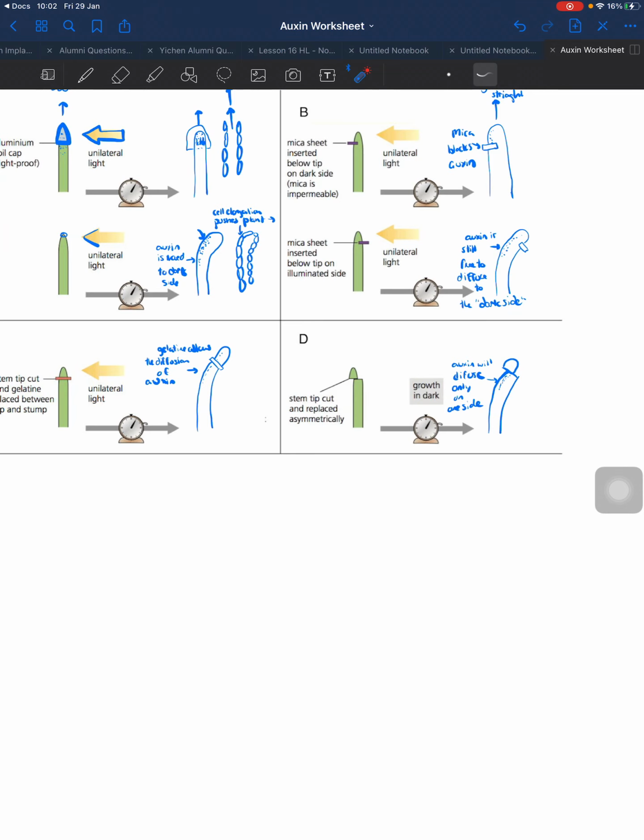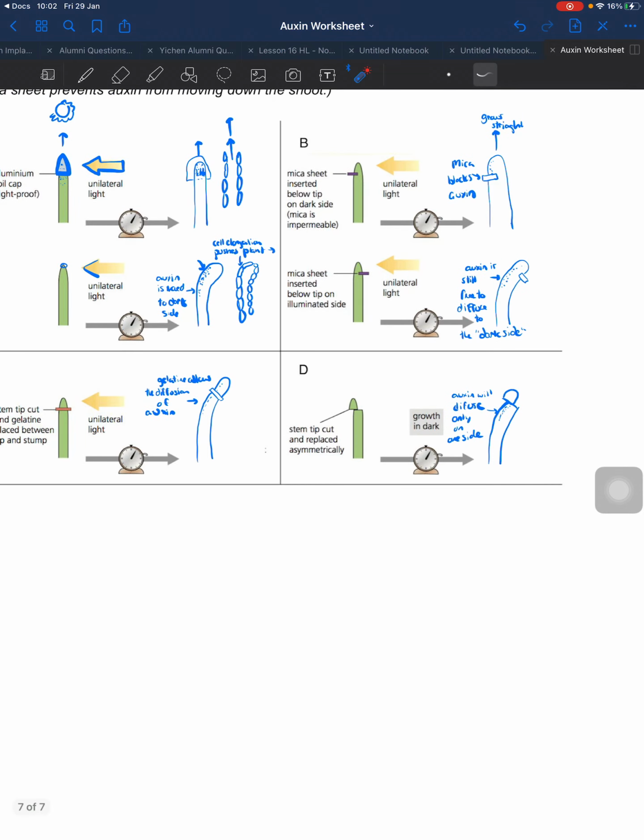All right, so I hope these make sense. And really the key here is where's the light and where does that push the auxin? Wherever it pushes the auxin, that's going to cause the elongation, okay?